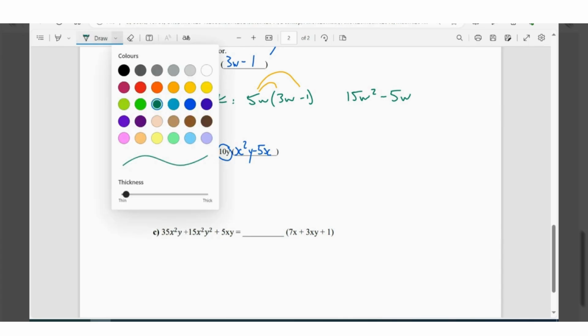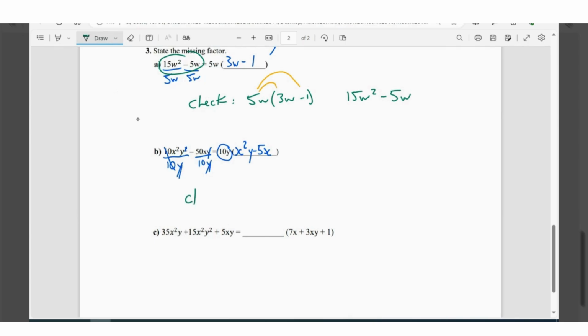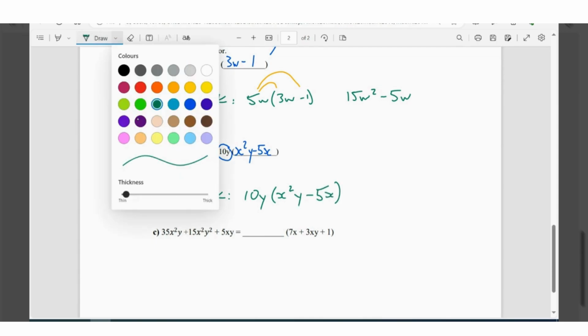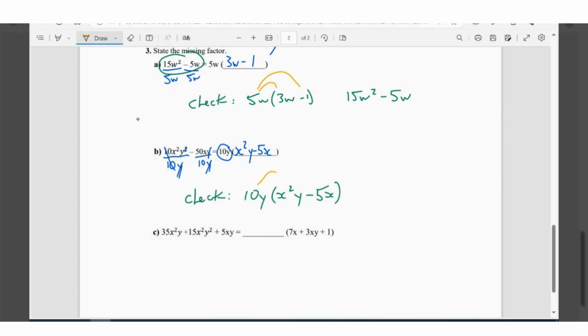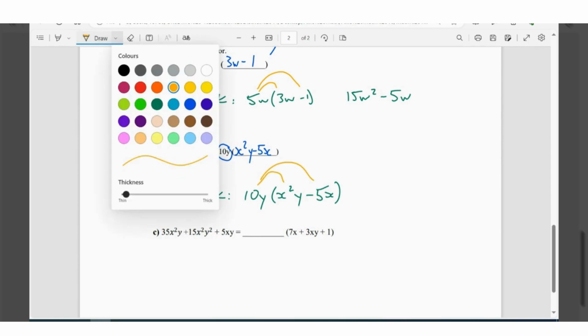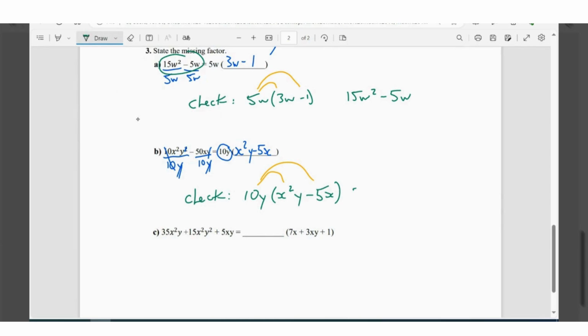We can check this answer if we would like. So we can distribute 10y times x squared y, subtract 5x, and let's distribute inside and see if we get where we started. So 10y times x squared y would give us 10x squared y squared.